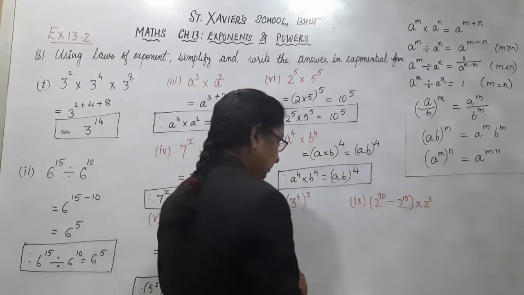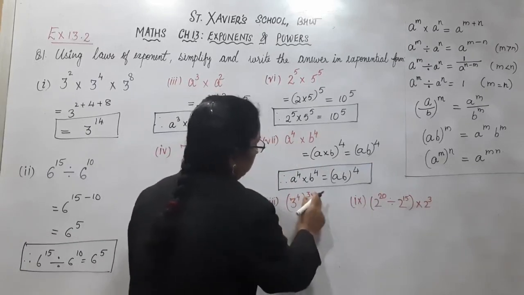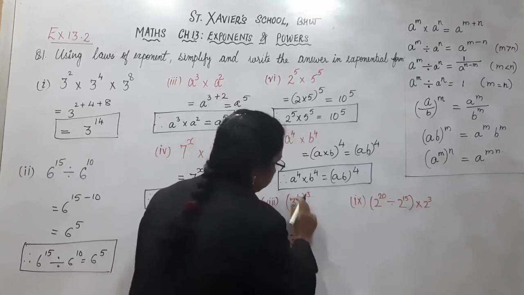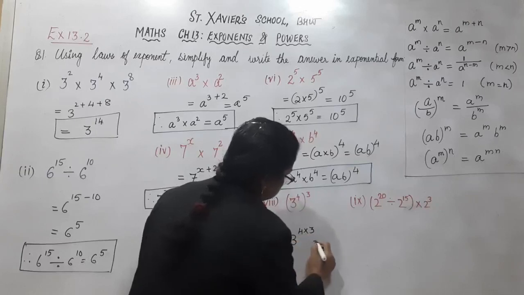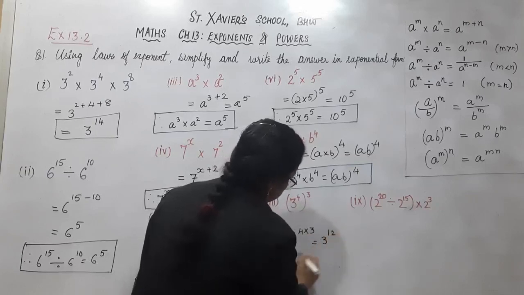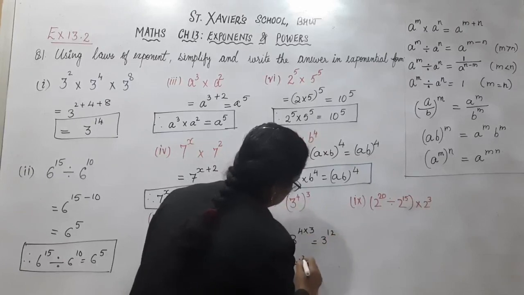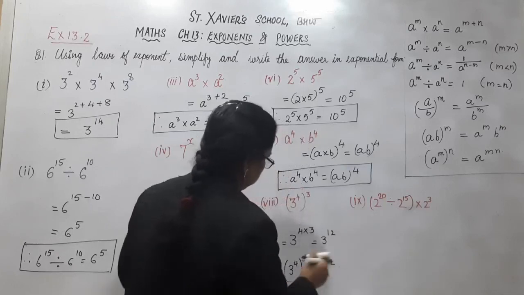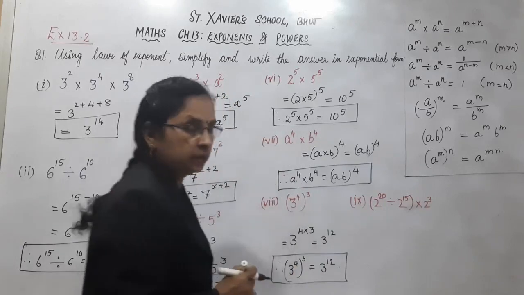Now the next question, (3 raised to 4) all cubed. That is 3 raised to 4 power of power, so we have to multiply. That is 3 raised to 12. Therefore (3 raised to 4) whole cube is equal to 3 raised to 12. We have to write the answer in exponential form. Clear?